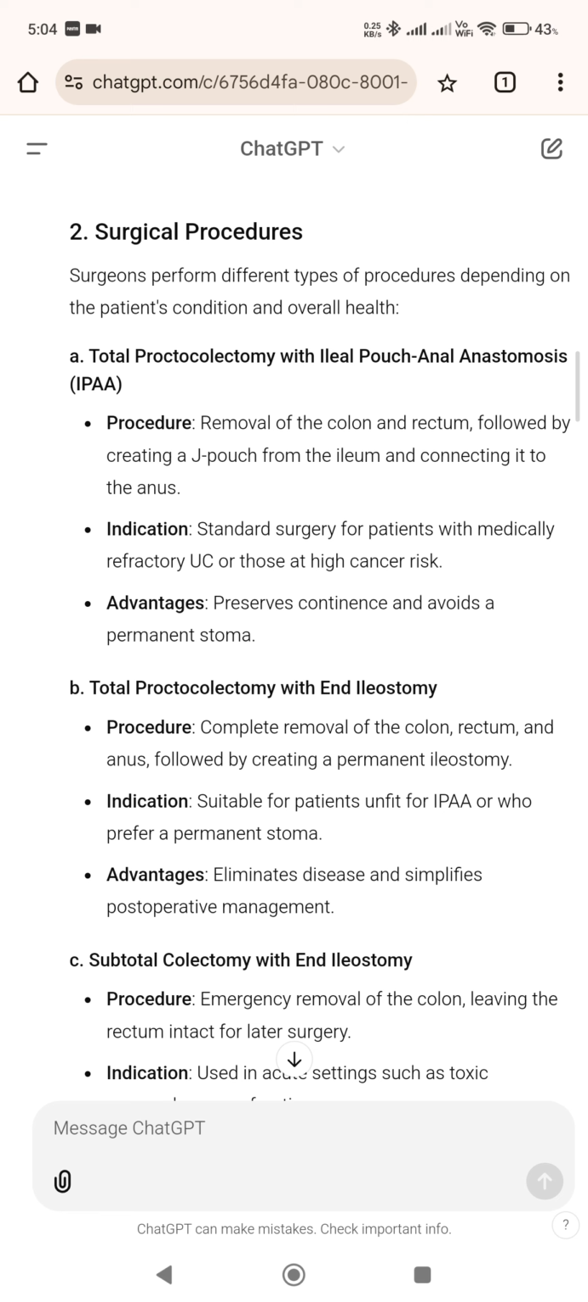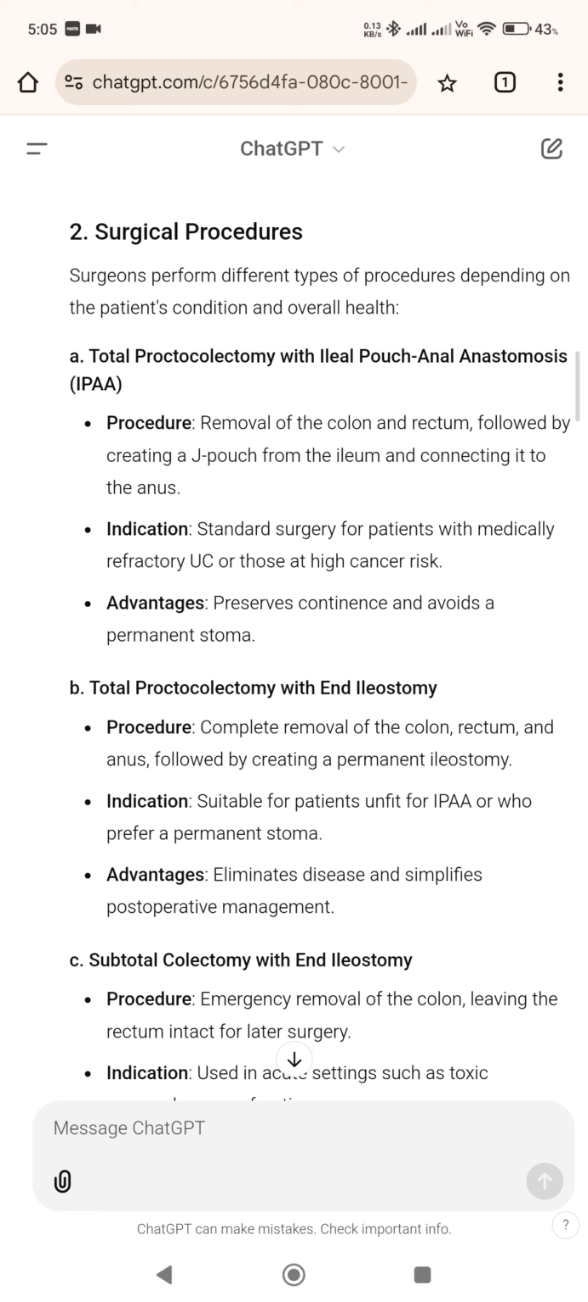B. Total proctocolectomy with end ileostomy. Procedure: complete removal of the colon, rectum, and anus, followed by creating a permanent ileostomy. Indication: suitable for patients unfit for IPAA or who prefer a permanent stoma. Advantages: eliminates disease and simplifies postoperative management.